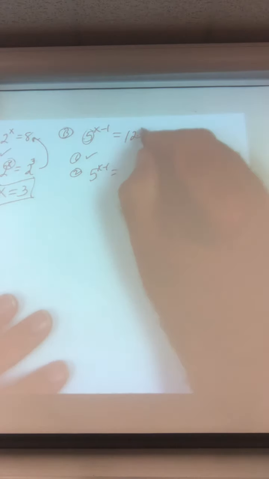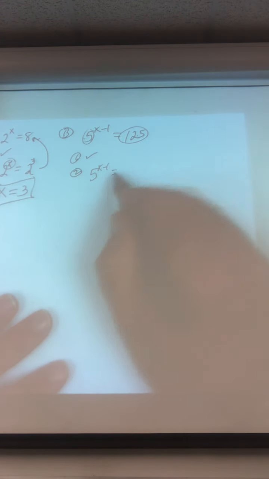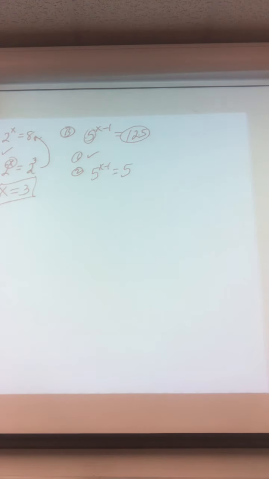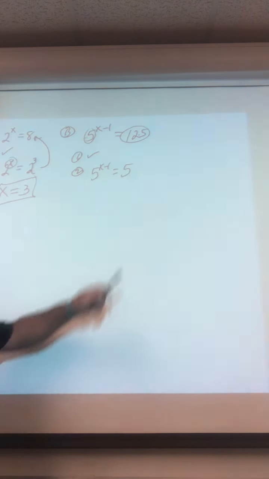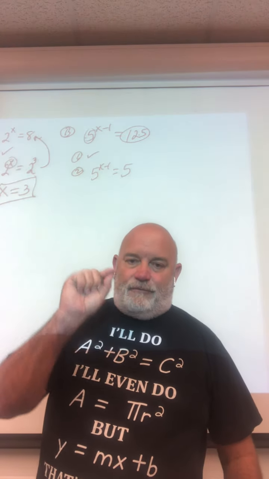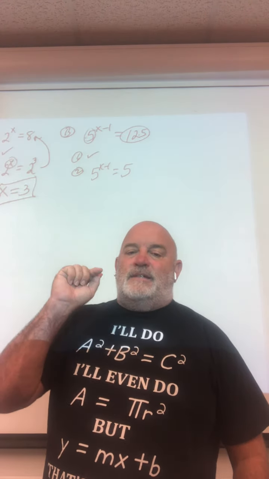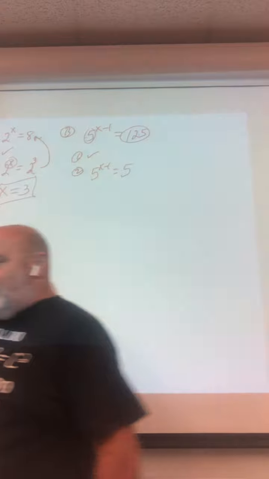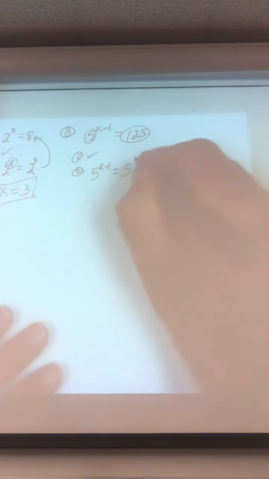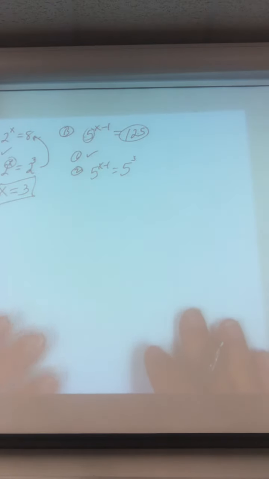Now, what I want to try to do is rewrite the right side using the same base that the left side uses. So I'm going to try to use base 5. Well, can I take 5 to a power and get 125? So take your calculator and take 5 times 5 times 5. The third time you hit the 5, you're going to get 125. So this is 5 to the third power.